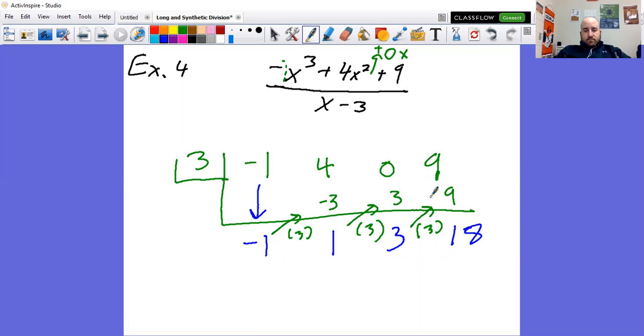All right, so -1, 1, 3, 18. Again, I'm going to cut this off as my remainder. So now I do have a remainder. Again, first time we've really seen a problem with the remainder.